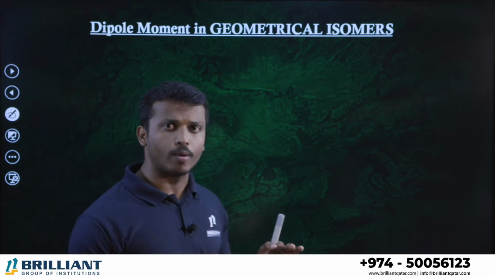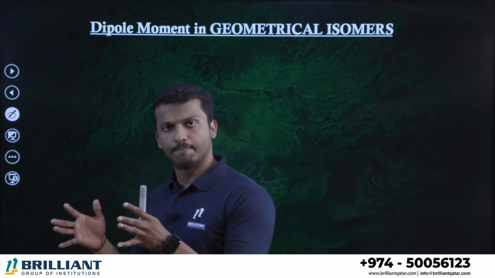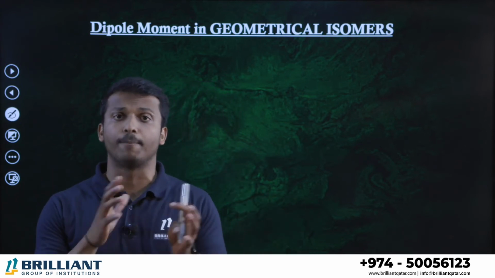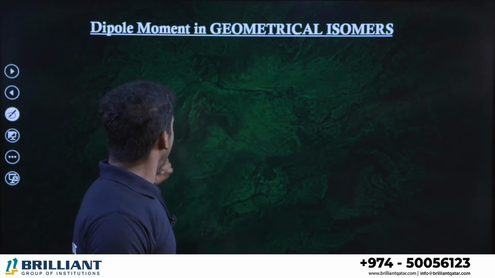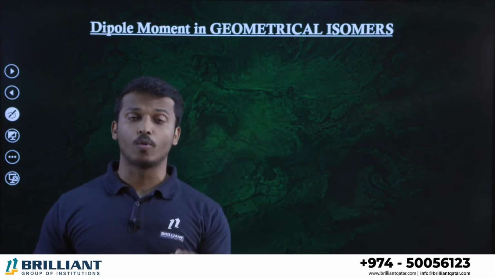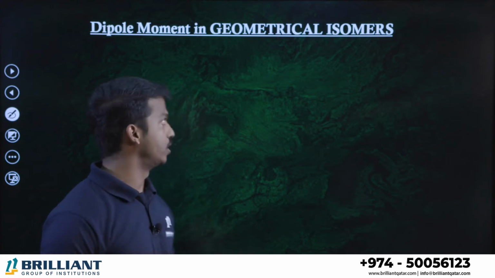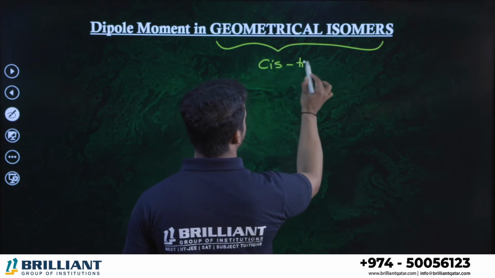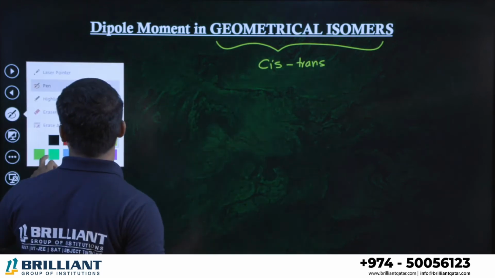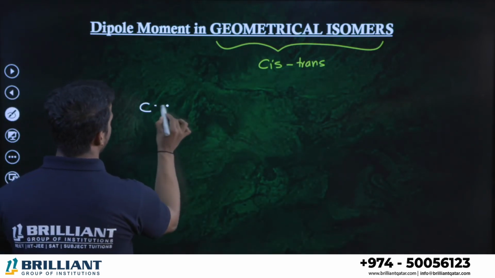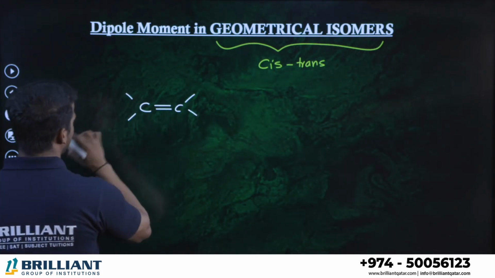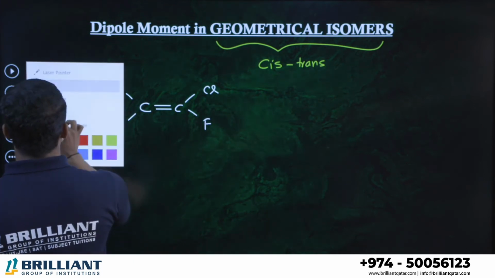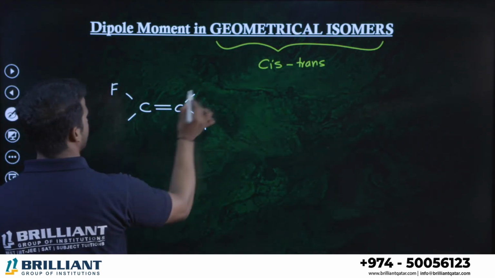So we discussed how to find the dipole moment in polar molecules like homoatomic, heteroatomic and polyatomic molecules. Here we are going to discuss how to calculate the dipole moment in geometrical isomers. You may have studied this in organic chemistry. Geometrical isomers mean cis and trans isomers. For one example, let me give you C double bond C, and here we have, suppose, fluorine, chlorine, and the simplest element, hydrogen.